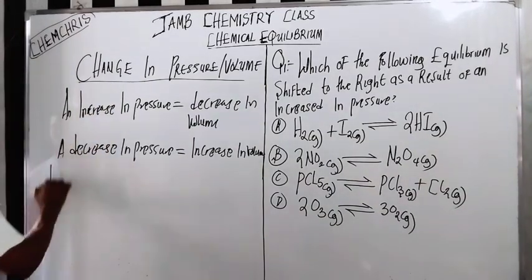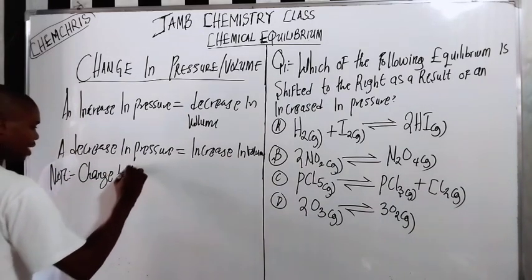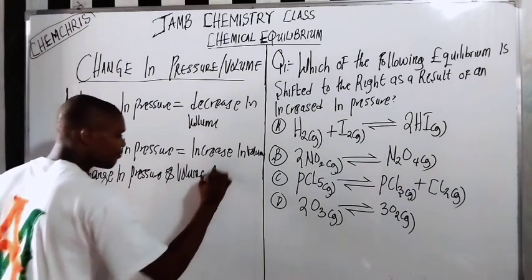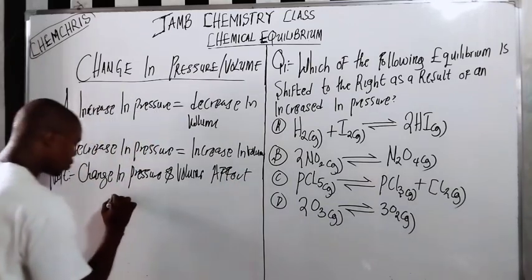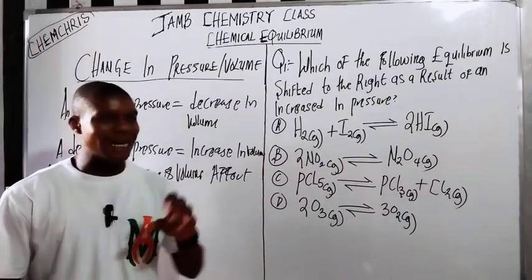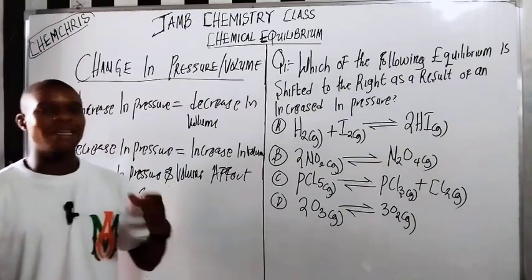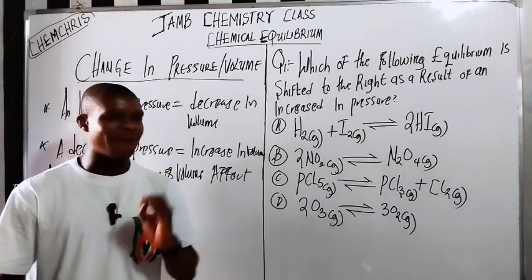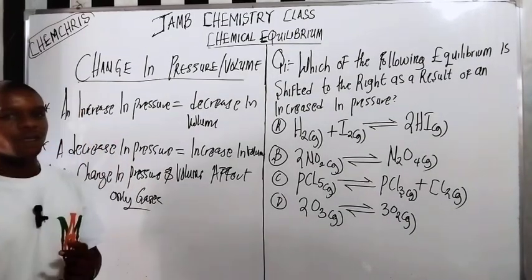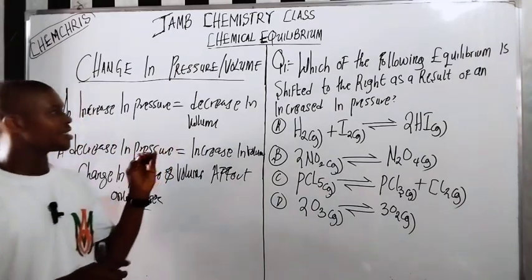So note: change in pressure and volume affect only gases. Very important. So these are key things you need to know when it comes to pressure and volume. If it's solid, liquid, or aqueous, it does not affect. It only affects gaseous states. You understand? Another thing you want to understand here is how an increase in volume affects the equilibrium position, and how a decreased volume affects the equilibrium position.